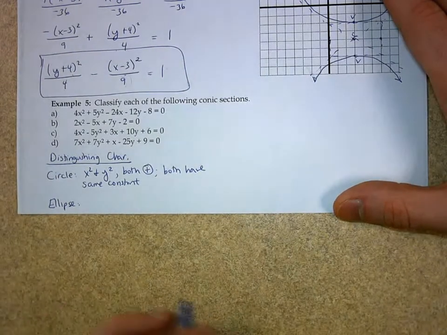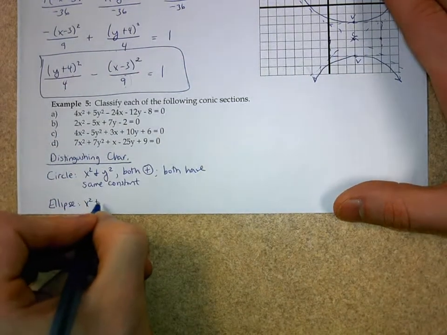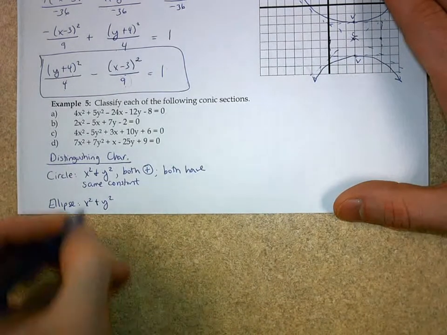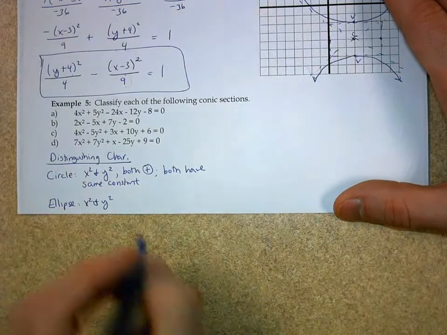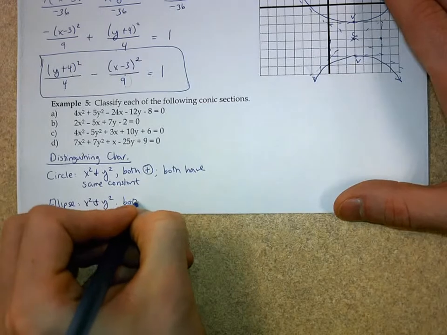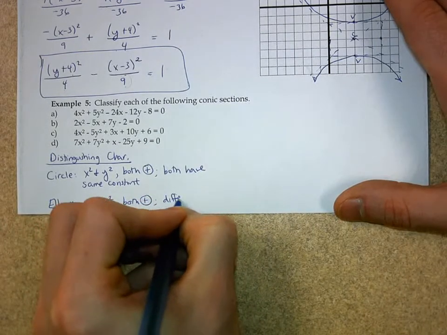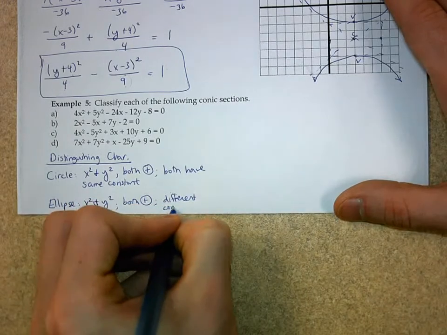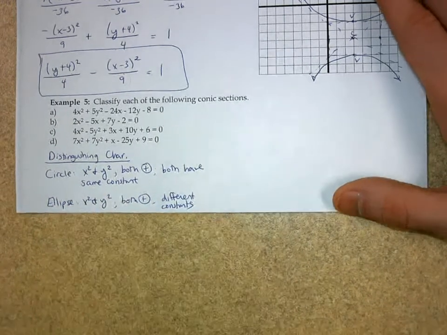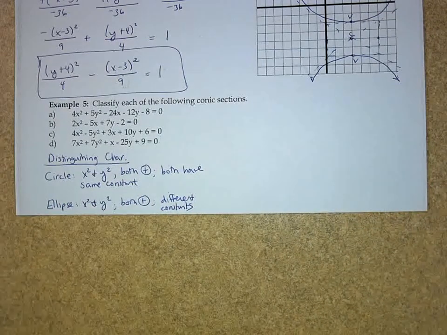Second, I look at the ellipse. An ellipse has both an x squared and a y squared. Both are positive, but they have different constants. So that gives me the ellipse.